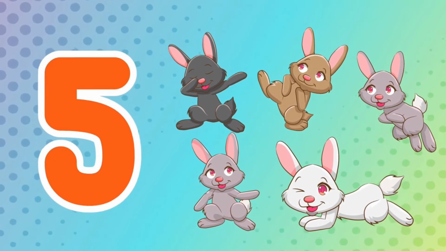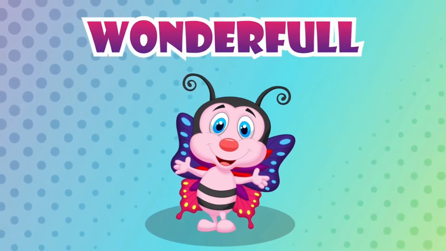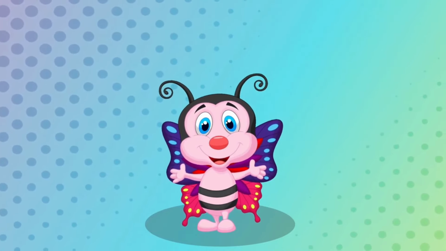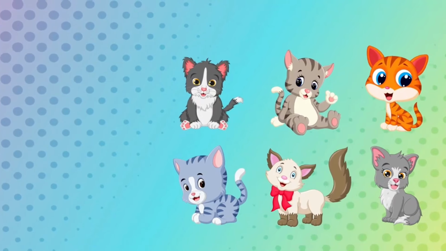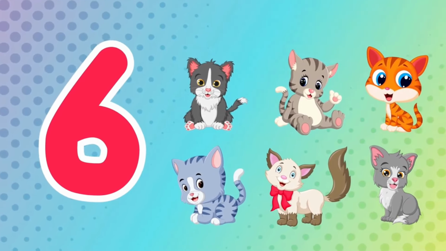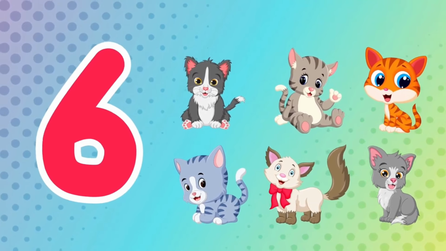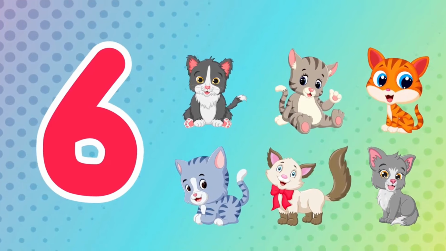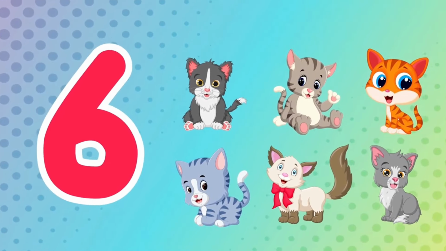One, two, three, four, five. Wonderful! You did a great job! How many kittens can you see on the screen? Six kittens. One, two, three, four, five, six. Six kittens.